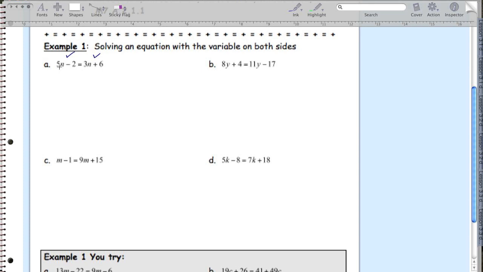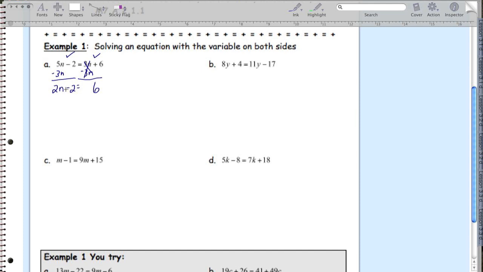So the new step we're going to add in is that we need to first get our variables on the same side. I'm going to suggest that whatever variable's on the right, you get that over to the left. Meaning, in this case, we have a 3n here. I need to get 3n over to the left side, so I have to do the inverse and subtract 3n. So I'm going to subtract 3n on both sides. 5n minus 3n is 2n. Minus 2 comes down. And on the right side, 3n's cancel and I just have 6.